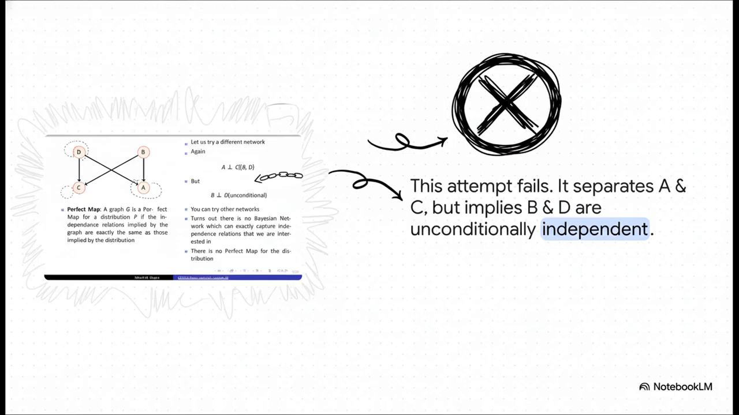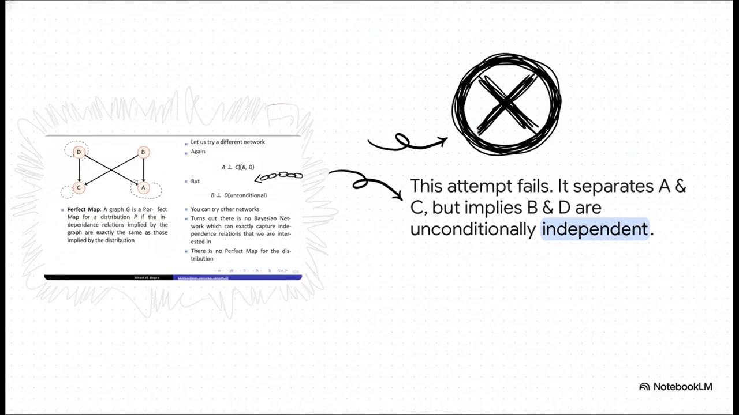Okay. Attempt number 2. Let's try shuffling the arrows around. Here, we have arrows going from D to C and A, and from B to C and A. Again, it correctly shows that A and C never study together. But now it makes a totally different mistake. It implies that B and D are completely independent of each other, always. But we know that's not quite right. Their study habits are linked through the others.